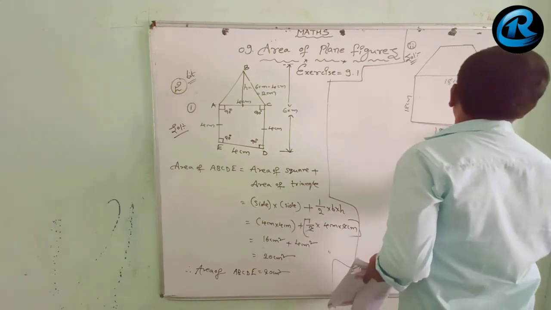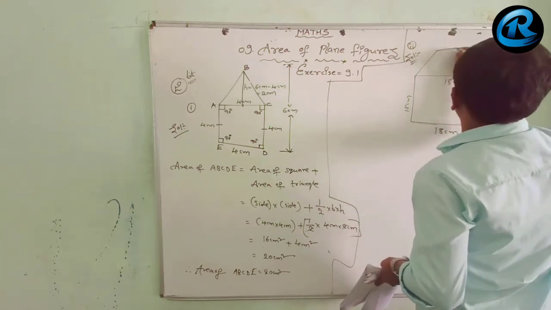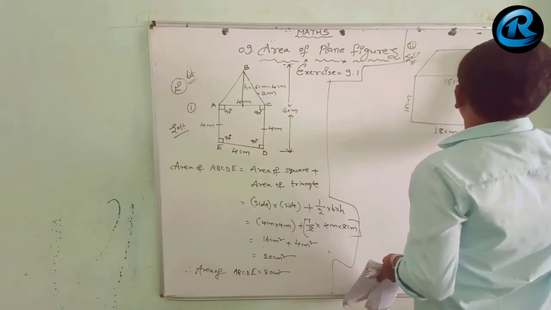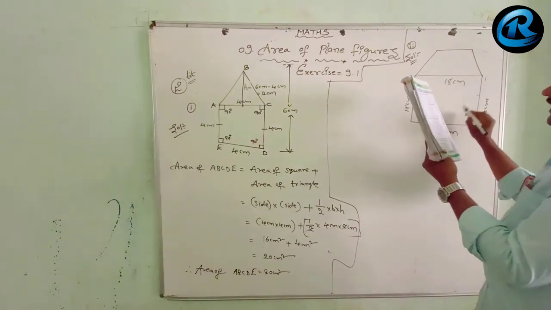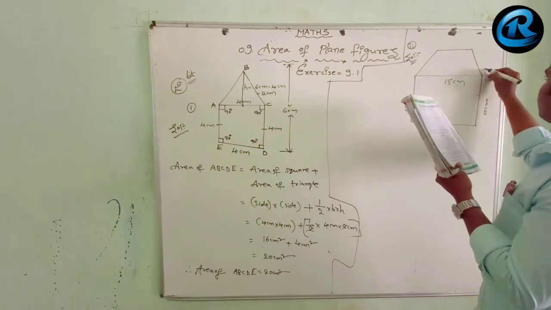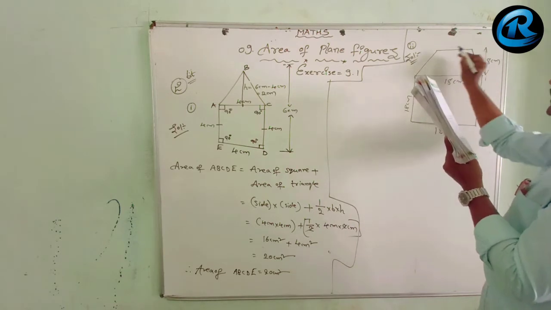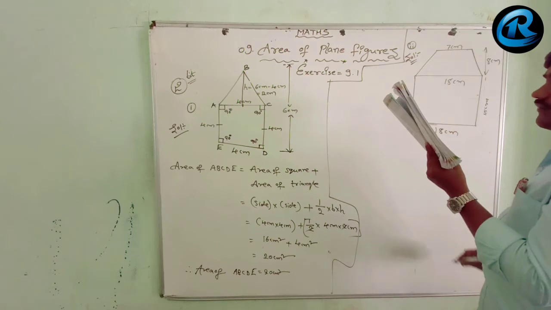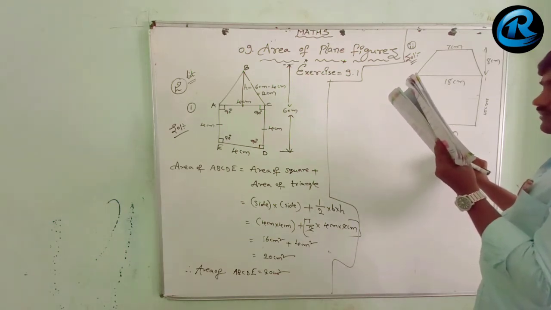The figure I can draw like this. It is 18, 18, 18, and from here to here the height will be 8 centimeter, and here it is 7 centimeter. Then we have to give names like C, D, E, F, A, B.